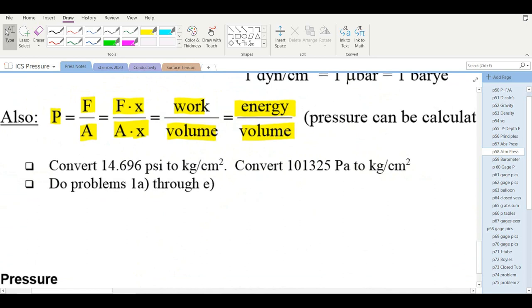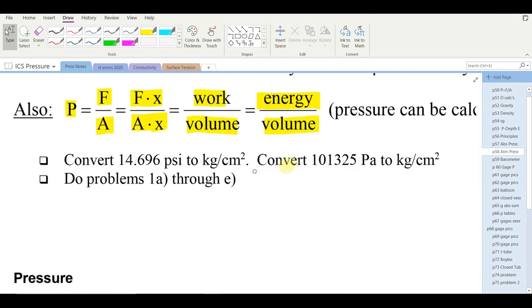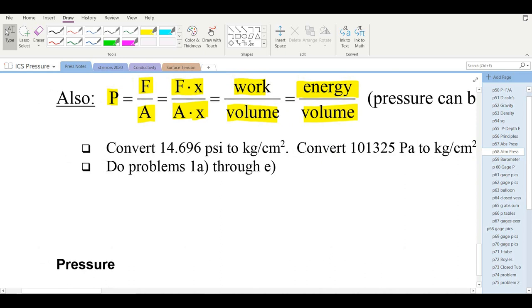I noticed some of the gas stations recently use units of kilograms per square centimeter on their air pressure hoses. What is that? Let's work it out. Let's convert 14.696, that's standard atmospheric pressure, to kilograms per square centimeter. So how many kilograms per square centimeter is equal to 14.696 pounds per square inch?